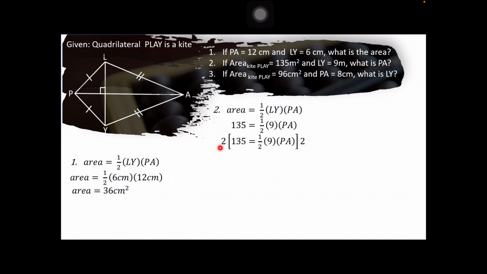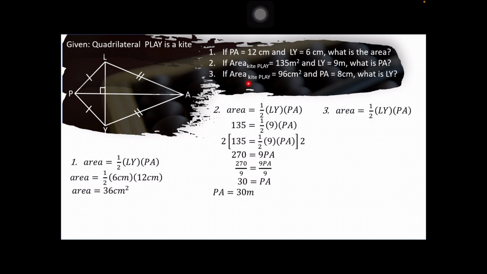Then, 135 times 2 is 270. Then, 1/2 times 2 is 1. 1 times 9 times PA is 9 PA. And then, divide both sides by 9. The answer is 30 is equal to PA. Then, the diagonal PA is equal to 30 meters.